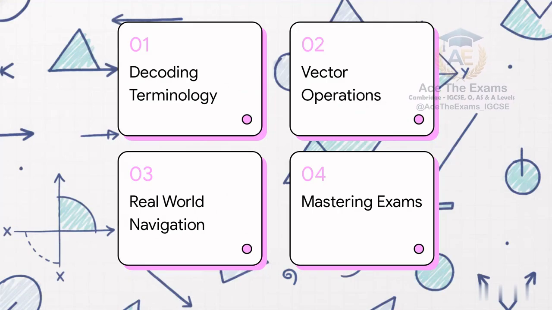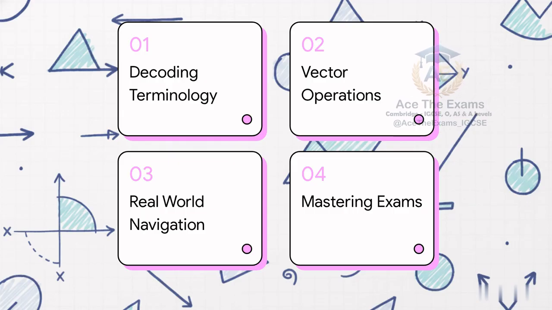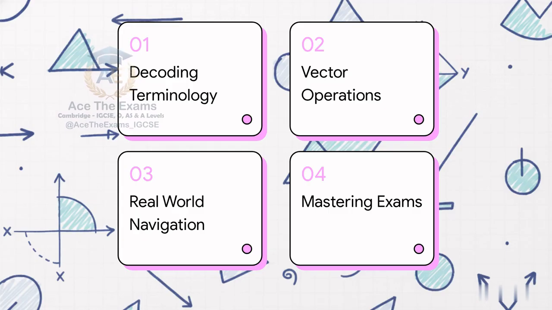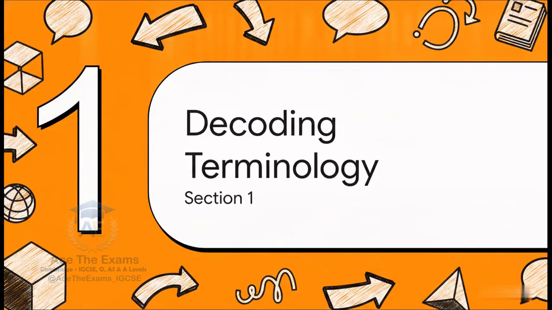Here is our roadmap for today's session. We'll decode the essential terminology, visualize vector operations, apply them to real-world navigation, and finally, we'll master an actual past paper interception question. Section 1. Decoding vector terminology. Before we can solve the complex problems, we have to make sure we're speaking the language fluently.